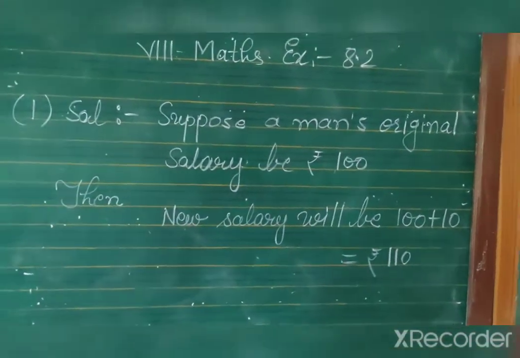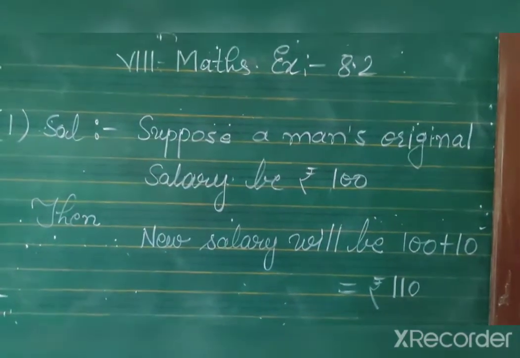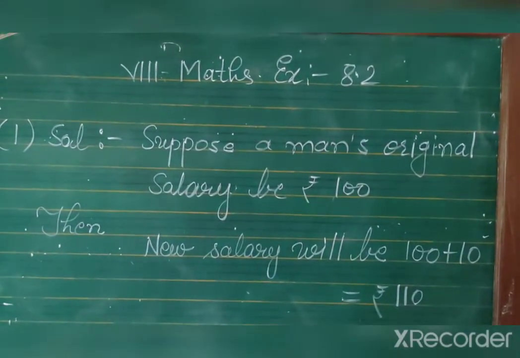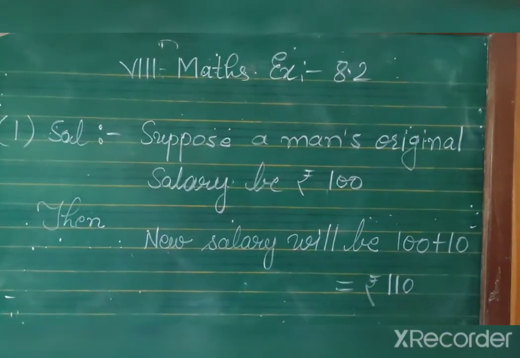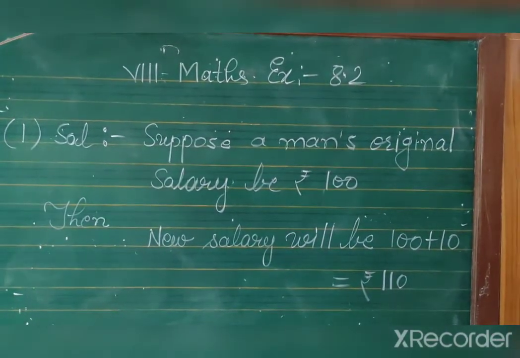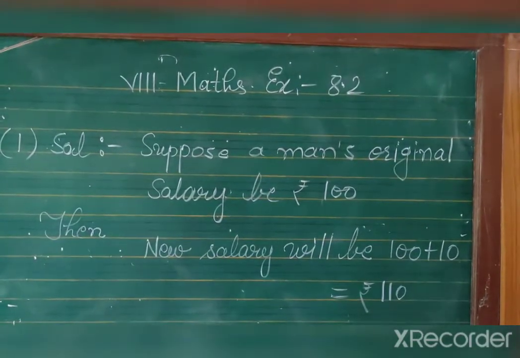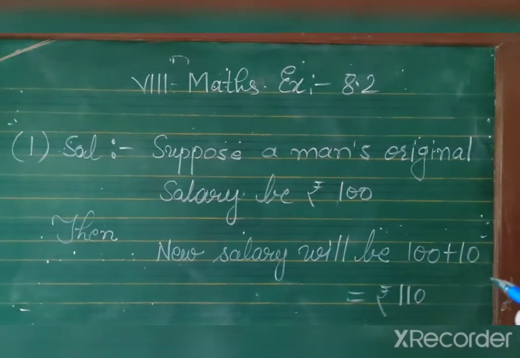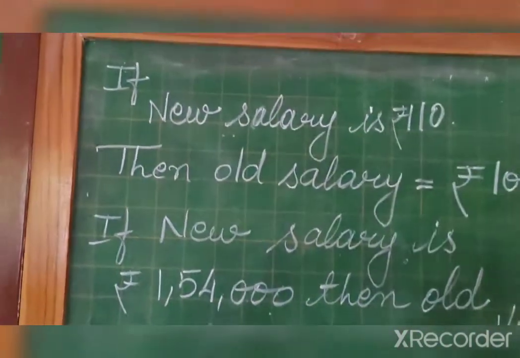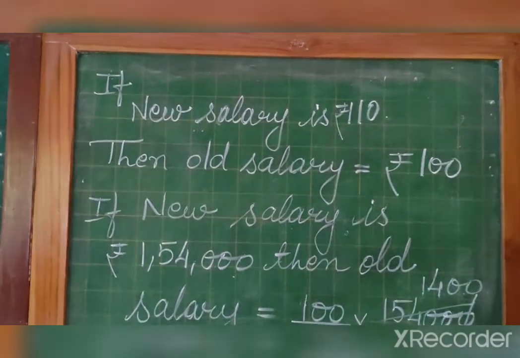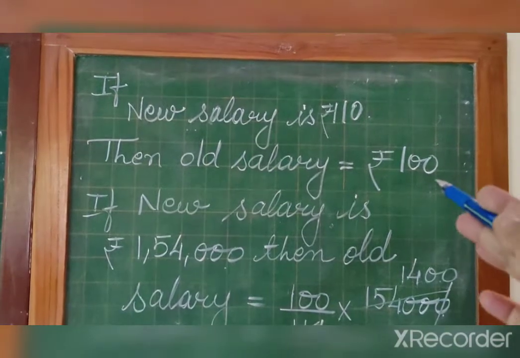You can see here, suppose the man's original salary be rupees 100. On the 10% increase he is getting, 10% of 100, that means definitely 10 rupees. Then the person's new salary will be 110. You can see here 100 plus 10. Now if new salary is rupees 110, then original salary is equal to rupees 100.